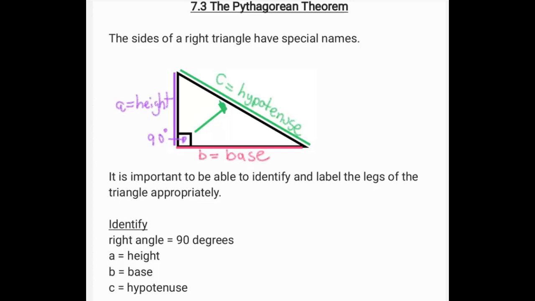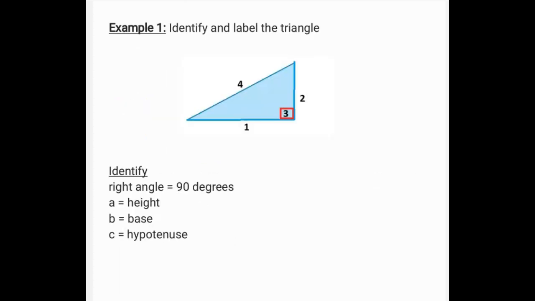So that's the labeling of the right triangle, and knowing all of that is going to be really important to be able to use the Pythagorean theorem. Now let's look at example 1. We're going to identify and label the triangle.